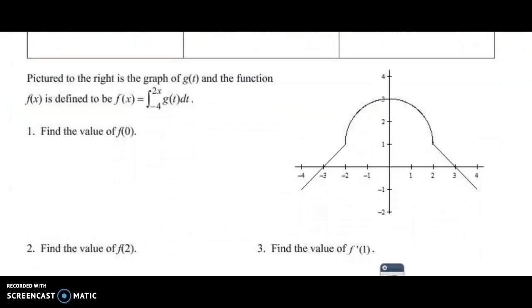So as we move on to the next problem, and we're trying to find the value of f of 0, notice in the directions f of x is defined as this function, and g of t is graphed over here. So this is the graph of g. So if I'm asking you what f of 0 is, basically what it's saying is, well, let's just write it out. As we're doing the integral from -4, 2 times 0 would be 0 of g of t.